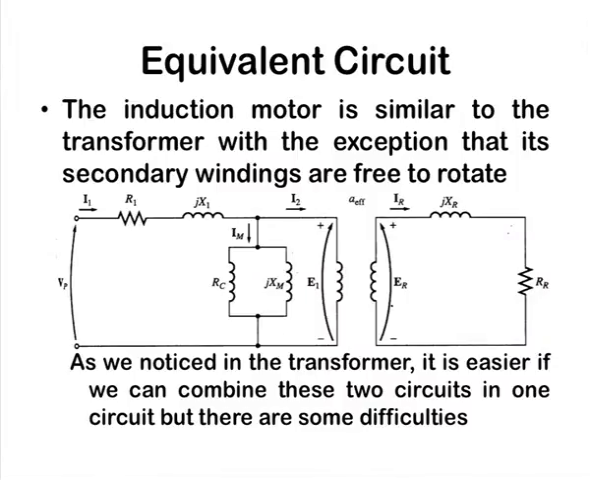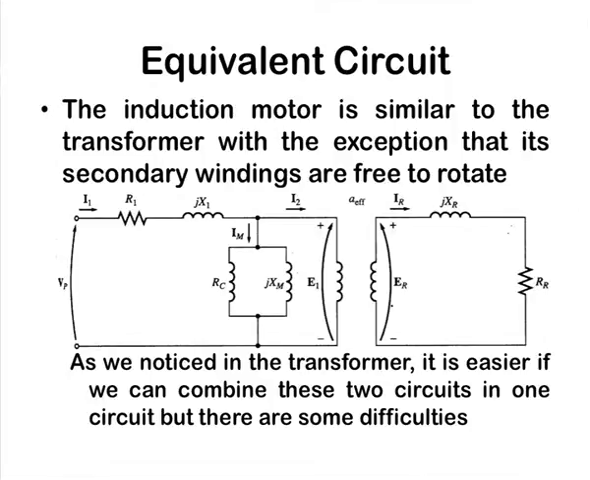The first one is the equivalent circuit. Now, this concept is the same as that of the transformer. In our last session, we told you that there is a similarity between the induction motor and the transformer. So, there is also a similarity between their equivalent circuits. Just as we have an equivalent circuit for the transformer, the same can be utilized for the induction motor, but with a slight difference. The induction motor is similar to a transformer with the exception that its secondary windings are free to rotate.